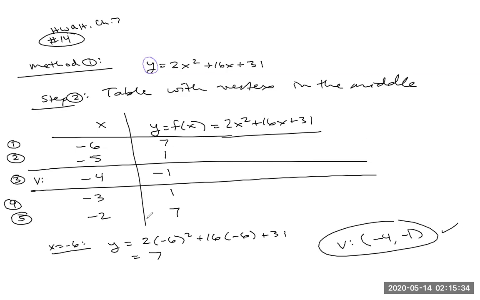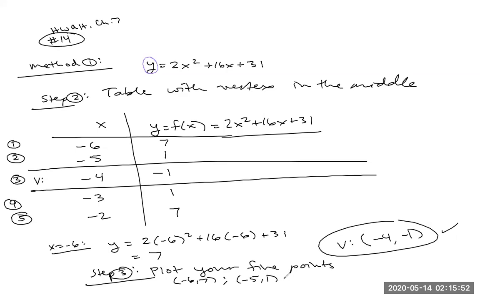Okay, so then what we would do for step 3 is plot your 5 points. In this case, it's (-6, 7), (-5, 1), (-4, -1), (-3, 1), and (-2, 7). Take a picture if you need it. I am going to erase this and go over the second method.